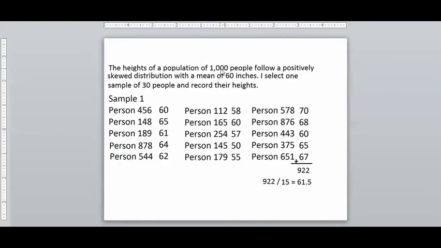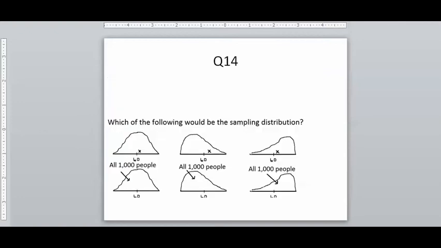Now I'm selecting one sample of 30 people. This is actually 15, but we're imagining it's 30, from a population of 1,000 people. The population is positively skewed with a mean of 60. If I'm taking a sample of 30, then the possible samples of 30 that I could select follow a normal curve because of the big sample size.